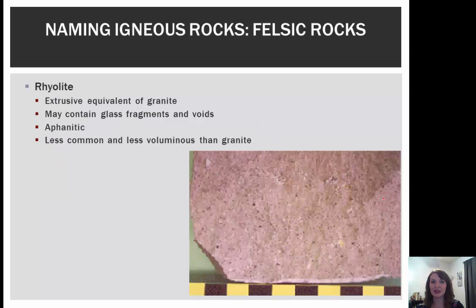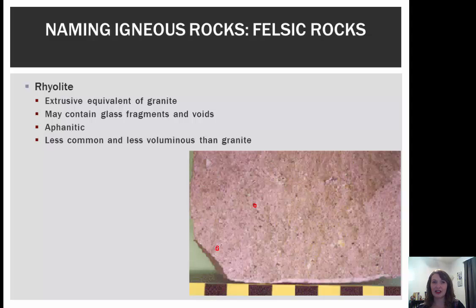Next we have rhyolite. So it is the extrusive equivalent to granite. So it may contain glass fragments, which is what you see in this image. Those little black specks are little bits of glass that are incorporated into it. It's aphanitic, which means that you can't see the individual mineral grains with your eyes. It's less common and less voluminous than granite.